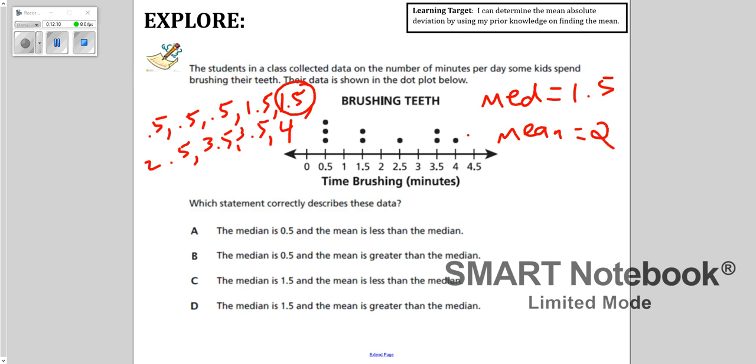So now I look at the choices. The median is 0.5. That's wrong. The median is 1.5, so these two look good. And the mean is less? No, that's wrong. The mean is greater. So it's choice D.